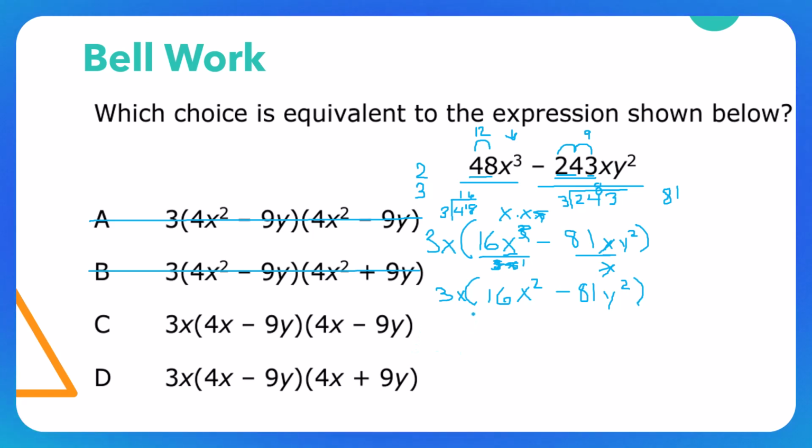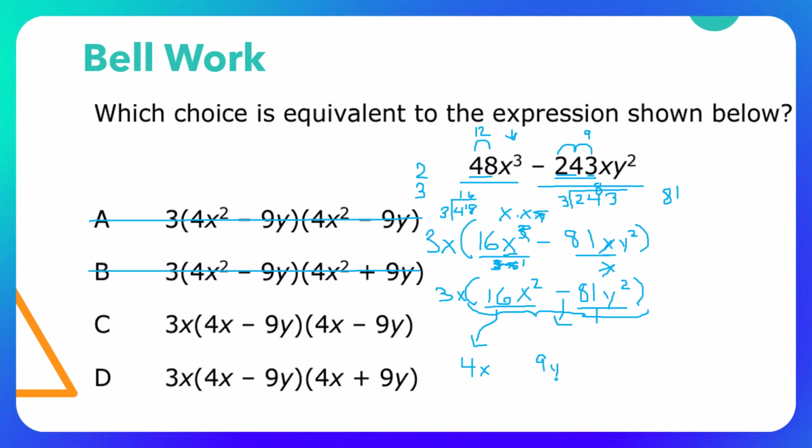All right, now we have to factor this part. And we don't have a third term, so I'm looking at it to see what do I know about these two terms. We're subtracting. That's a difference of squares because 16x squared is a perfect square and 81y squared is a perfect square. Look on the board, the square root of 16 is 4. The square root of x squared is x. The square root of 81 is 9. And the square root of y squared is y.